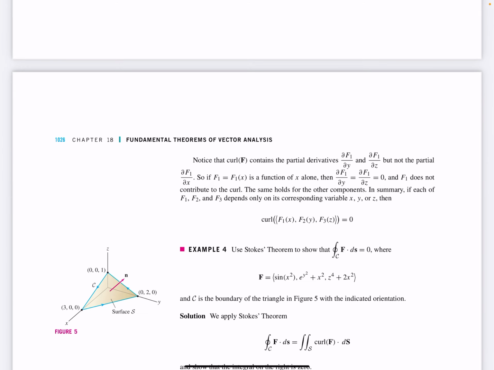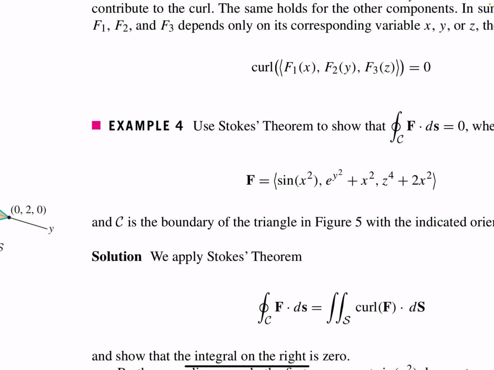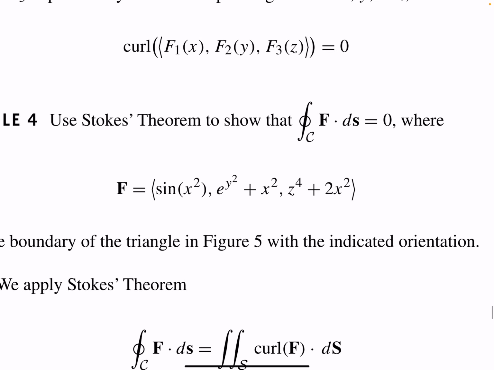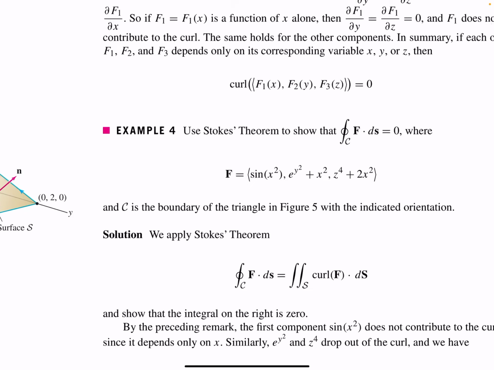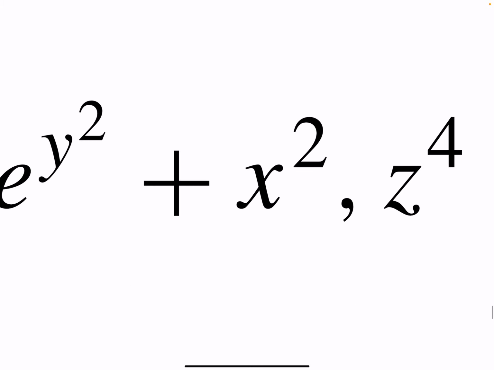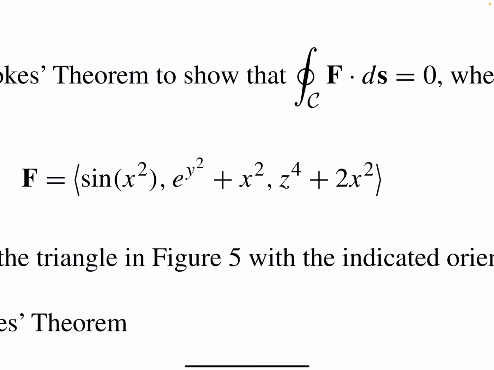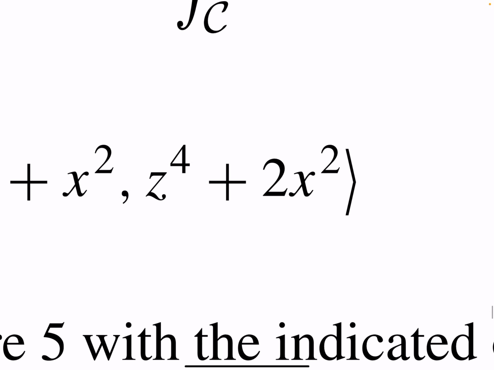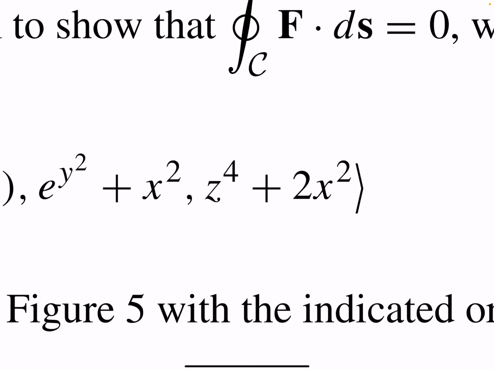So the example here is 4. Now if you look, we have sine x squared right there. Sine x squared is only an x function, so it's not going to give anything to the curl. The next one, though, the e to the y squared, is y stuff, so that will contribute to the curl. But this plus x squared there is not going to give anything. And in the third slot, the z to the fourth will contribute, but that 2x squared, or the z to the fourth won't, but the 2x squared will. And I think I said it backwards over here. The e to the y squared won't, but the x squared will.